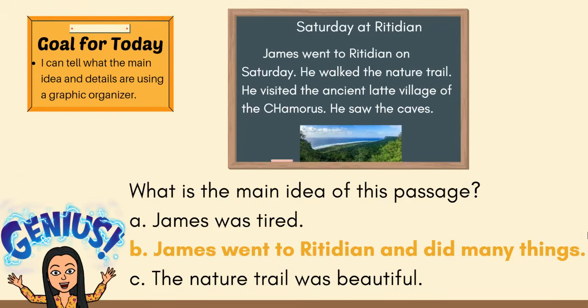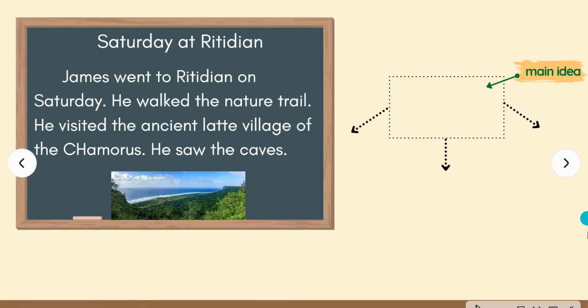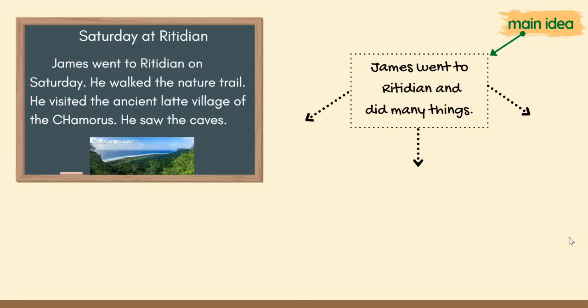Now that we know the main idea, let's use a graphic organizer to help us organize our thoughts again. We'll put the main idea in the center of our graphic organizer, which reads, James went to Ritidian and did many things. The details will describe the many things that James did that day.